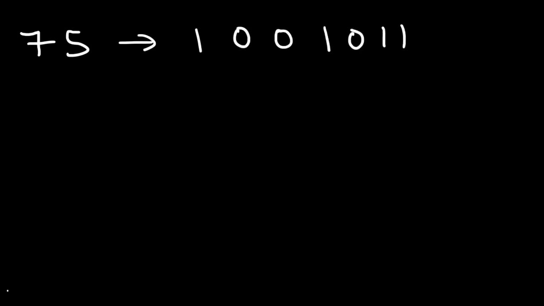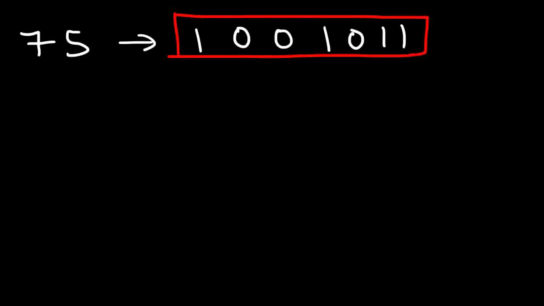Now the second method involves successive division. Let's go over the 3 examples that we did, so this allows us to confirm our answer. In the first example, we said that 75 is equal to the binary number 1 0 0 1 0 1 1. Let's confirm that using successive division.